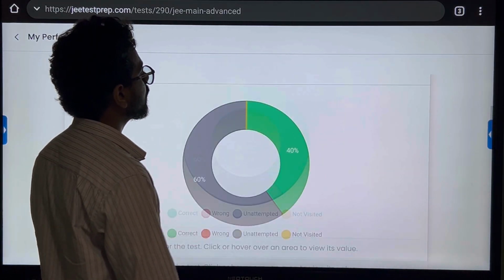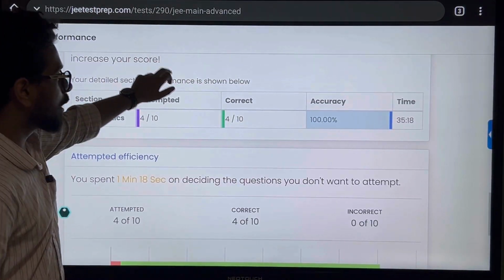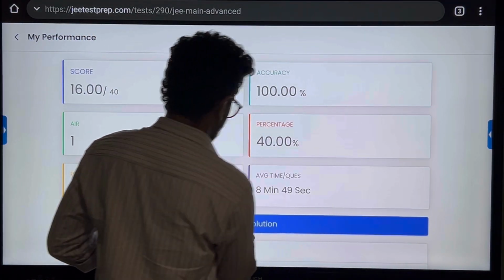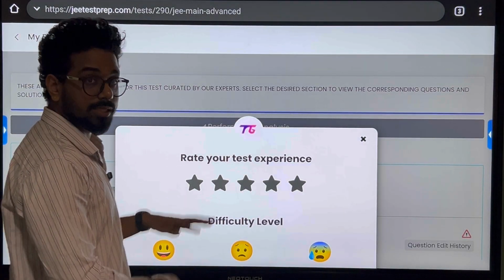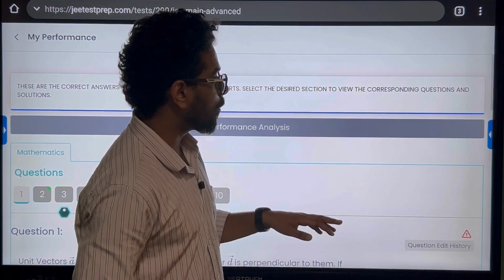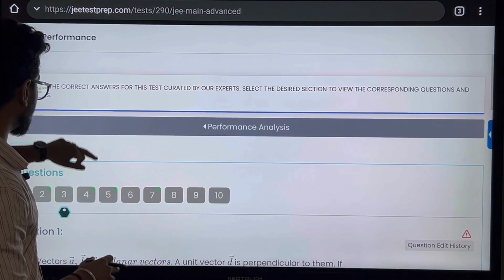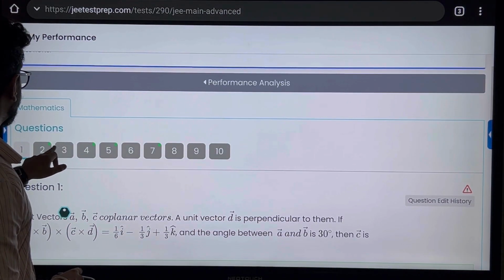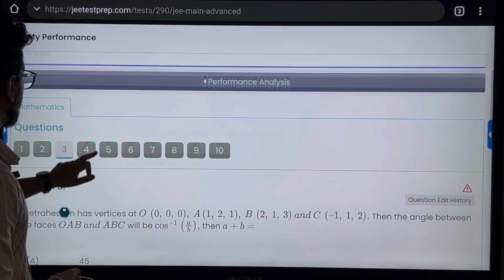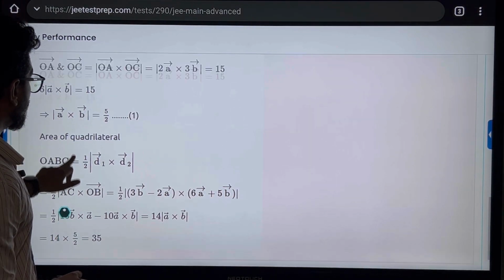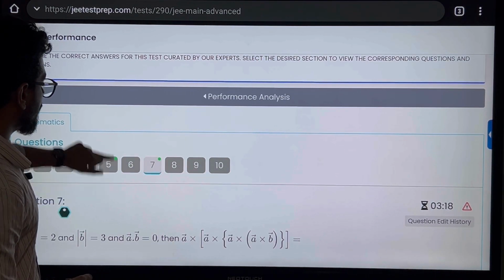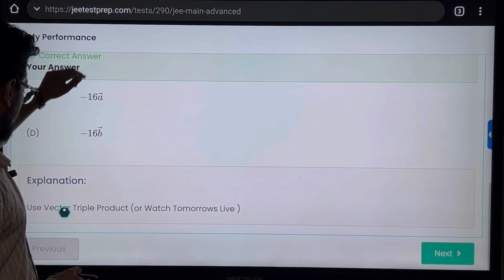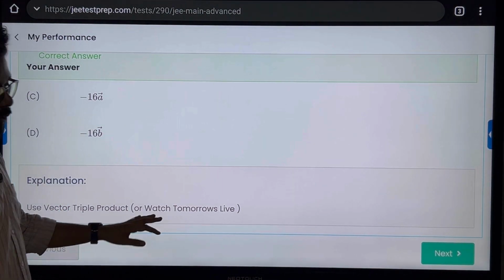Total time I have taken is 35 minutes. And if you want to check the solution, there is a view solution option. When you open it on your laptop in window format, you can see the solution part. This is Android format, this is a smart board. Here you can see the solutions, whatever questions you want. I haven't updated the solution for this one because I have written over there, use vector triple product or watch live tomorrow. So today I will update the solution for this.